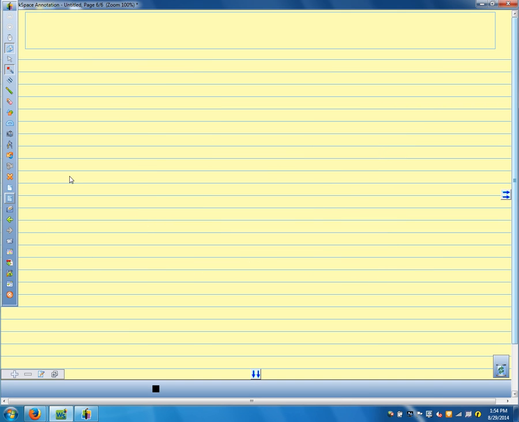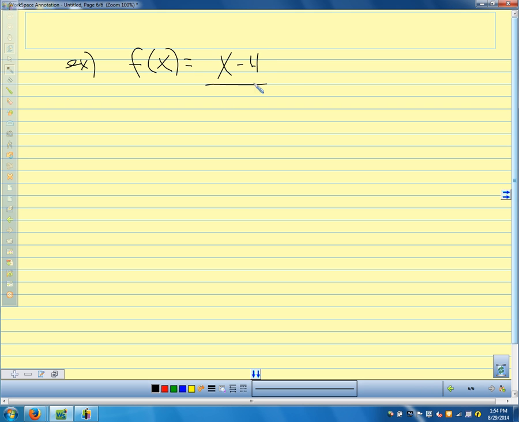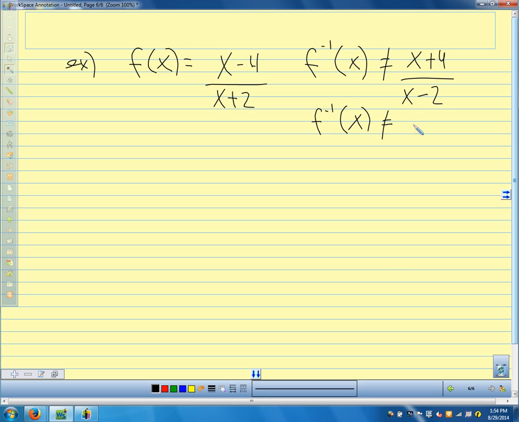All right, one more, a little trickier this time. Same thing, we want to find the inverse. f of x equals x minus 4 over x plus 2. And I want to give you a hint. f inverse does not equal x plus 4 over x minus 2. And f inverse does not equal x plus 2 over x minus 4. We can't just switch the signs. We can't just flip this fraction. We have to do a little more work.